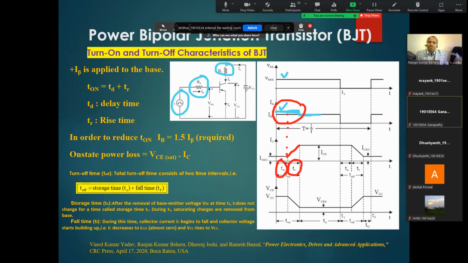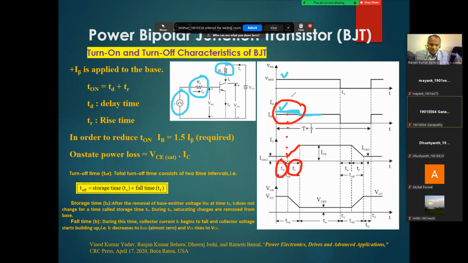So one is this time, and one is the rise time. Then there is a steady current, and again there is a drop. This is the on state. The total time, or on time, is this one. This is the on time.